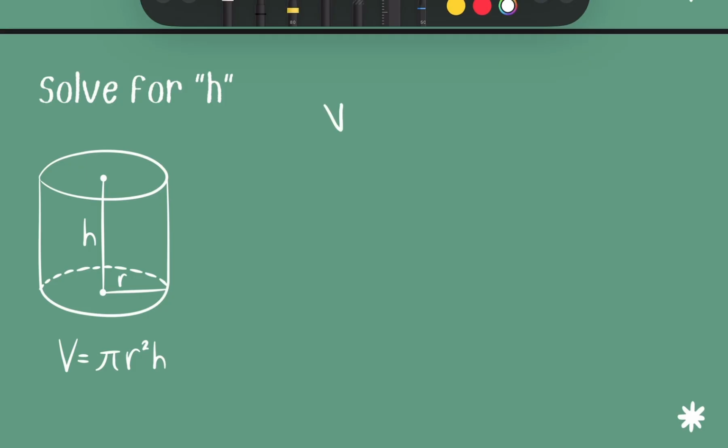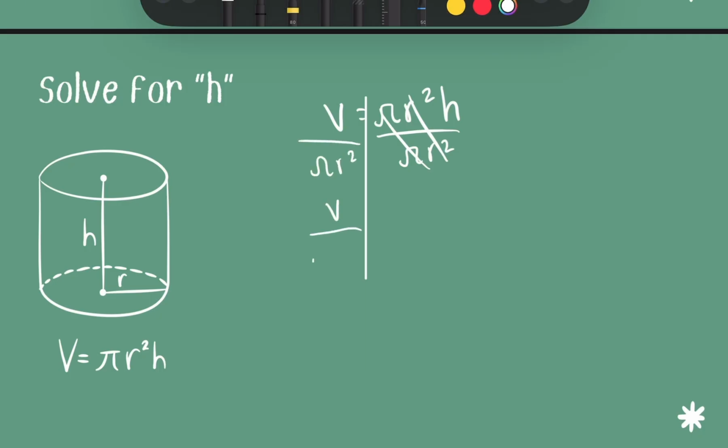So here we have that the volume of a cylinder is equal to pi r squared times its height. And they want us to solve for h. So we simply want to get rid of this pi and this r squared, which are both being just multiplied to h. So all I need to do is to divide by pi and by that r squared in order to cancel it out, and then do it to the other side again. And now I get that the volume divided by pi times its radius squared gives us the height. And that's it.